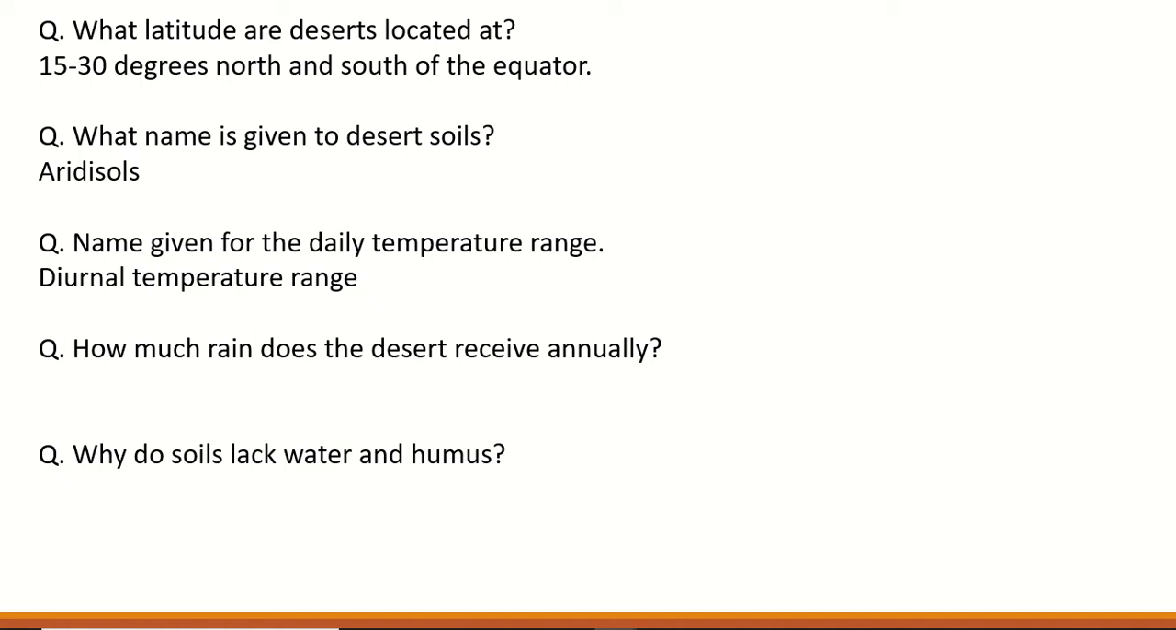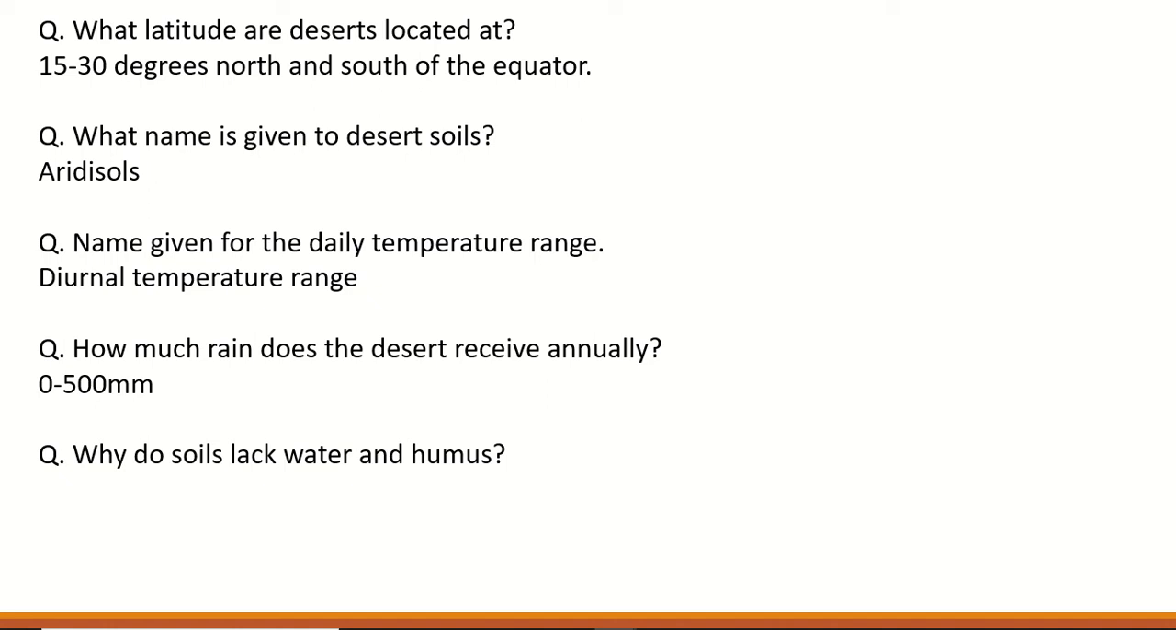Question four: how much rain does the desert receive annually? So on average, how much rain do deserts receive annually? It is between 0 and 500 millimeters of rain. Usually probably around 200 millimeters annually.